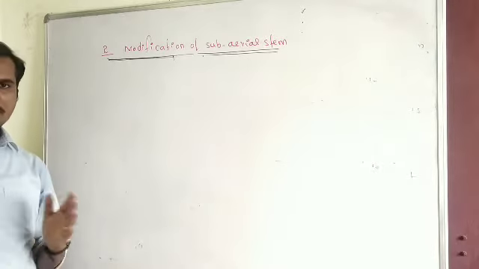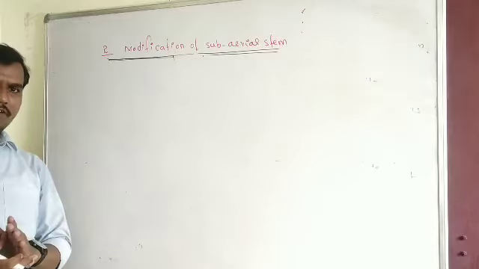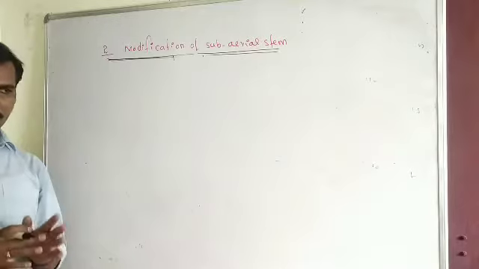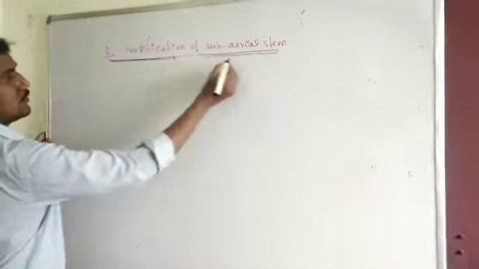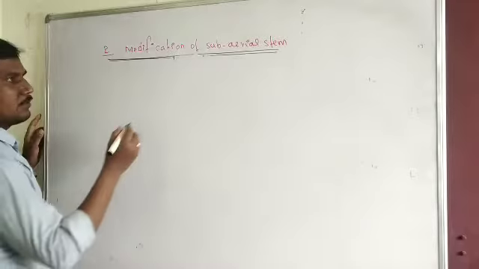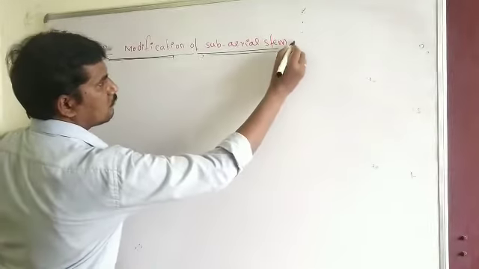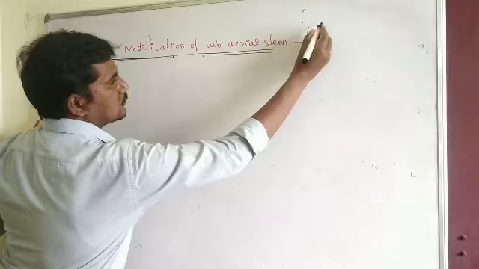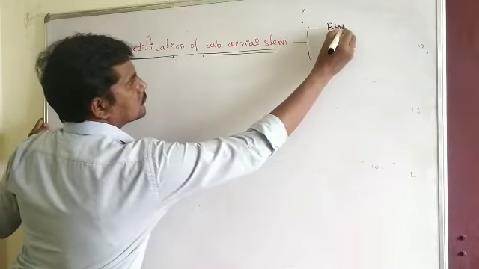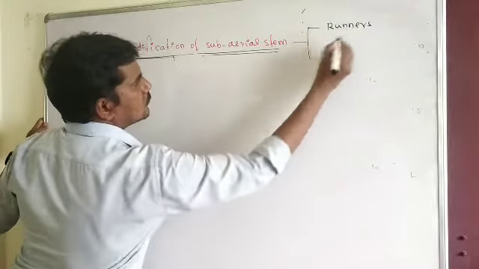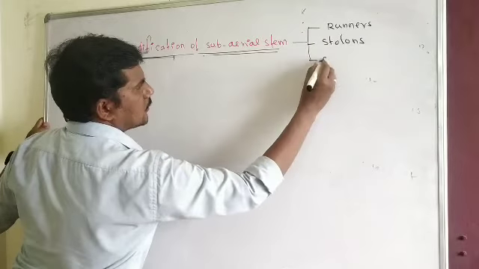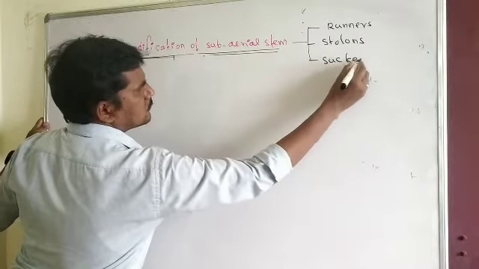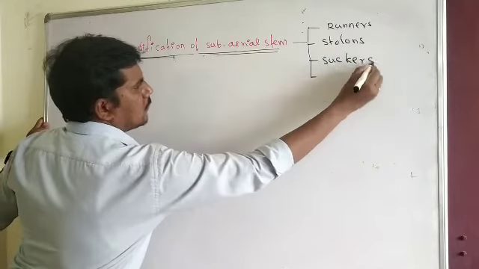Hi friends, in the last class we discussed the modification of the aerial stem. Now in this class we are going to discuss the modification of the subaerial stem. Normally, modifications of subaerial stems are of four types, that is runners, stolons, suckers and rhizomes.